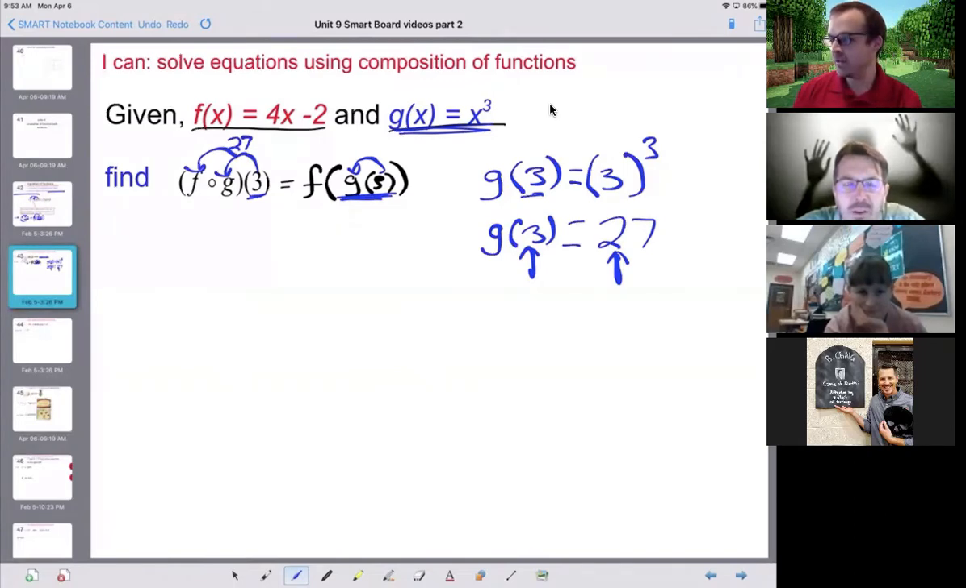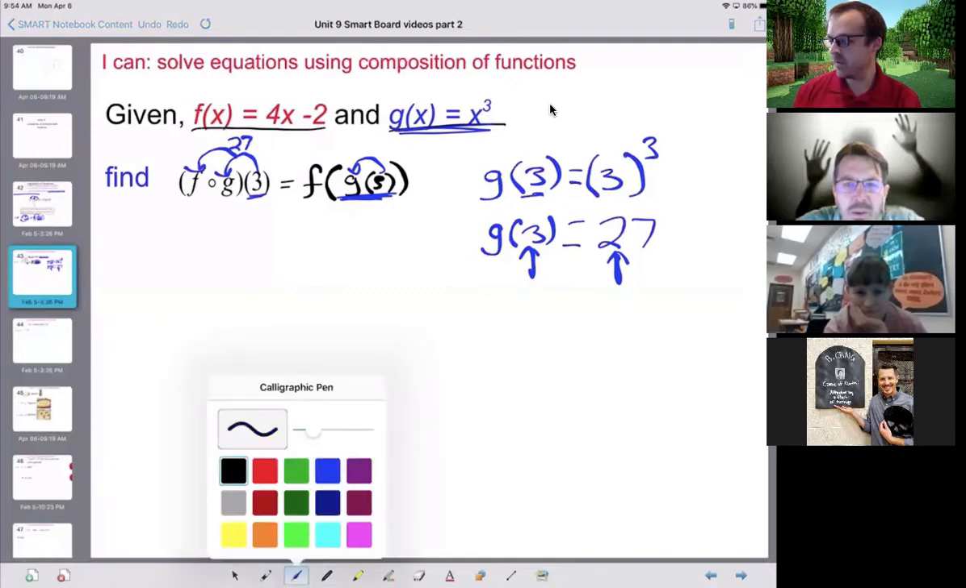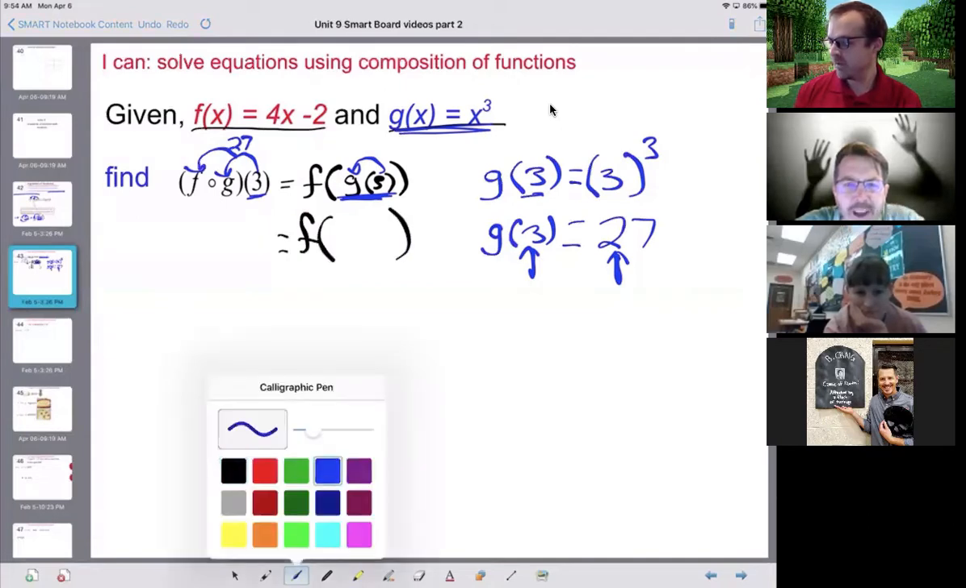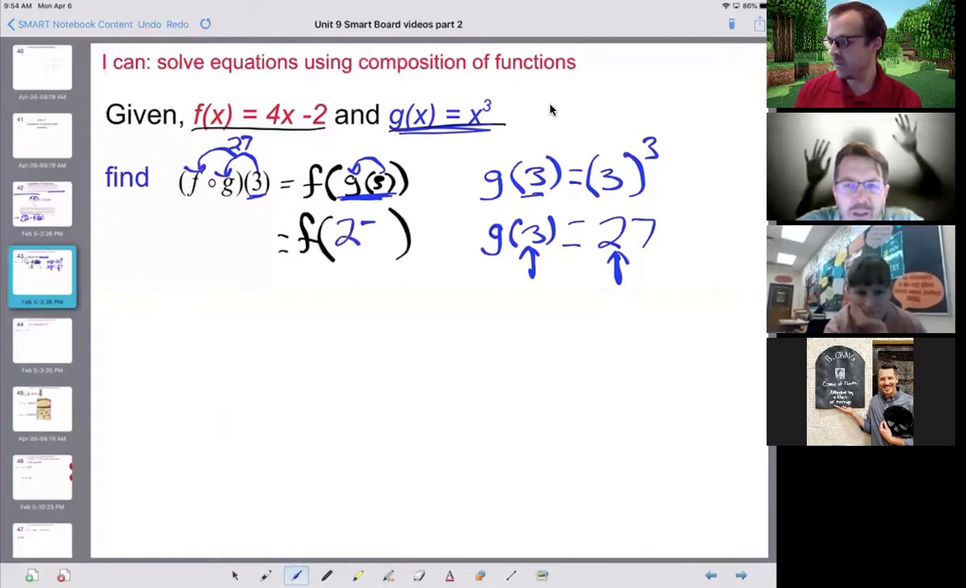So there's two ways to look at that. You can look at it this way right here, or you can look at it this way that I've got here on the right-hand side. Let me change this real quick. So now we have to find f of, well, what was g of 3? 27. So we're just going to replace g of 3 with 27. Now we need to go find f of 27.